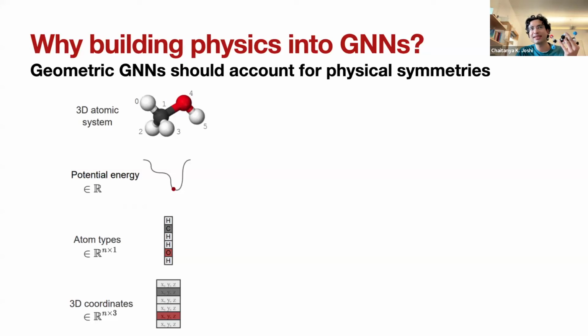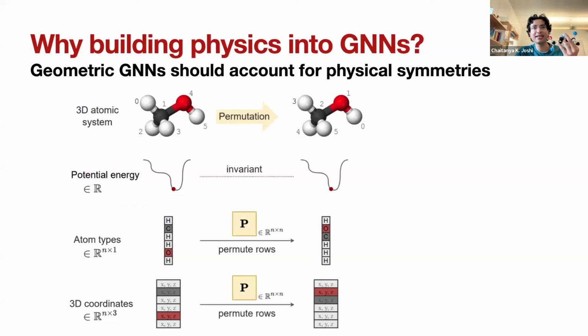Since graphs are unordered, you could permute your system. And that would result in, for instance, your potential energy not changing. It's the same molecule, but your list of atoms changes. So your atom type list and your coordinate list are now permuted according to how you ordered your nodes. So that's the kind of discrete symmetry of normal graphs.